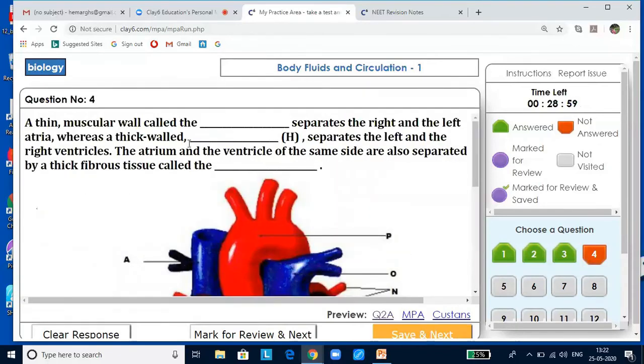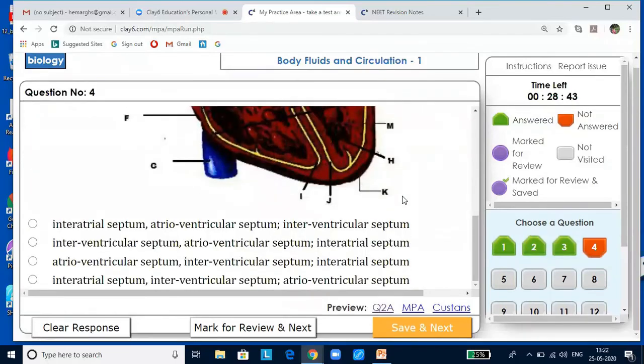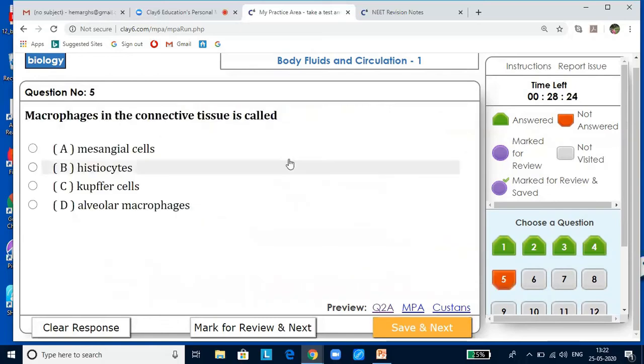Now, a thin muscular wall called dash separates the right and left atria, whereas a thick-walled dash separates the right and left ventricles. Atrium and ventricle of the same side are also separated by thick fibrous tissue called dash. So, what do they call it? Interatrial septum, interventricular septum, atrioventricular septum. Macrophages in the connective tissue are called histiocytes.